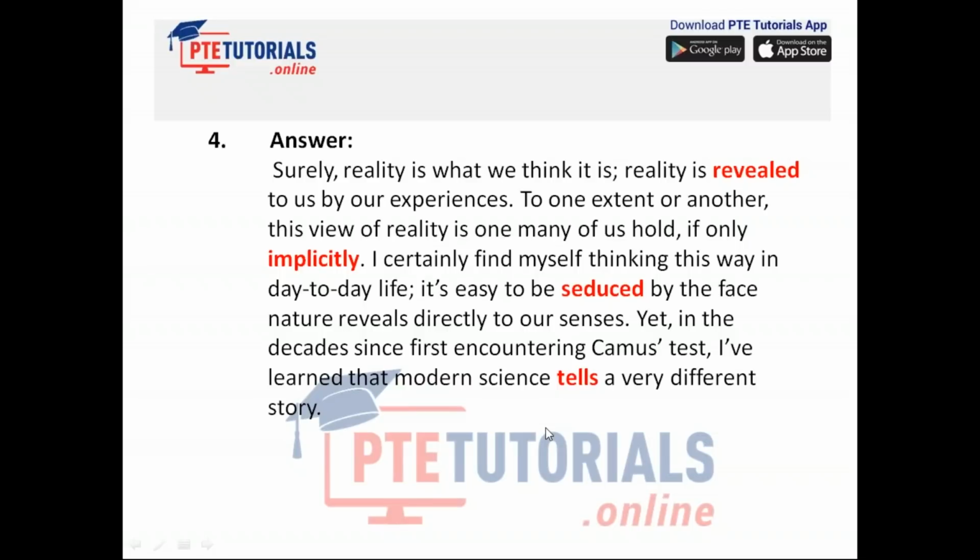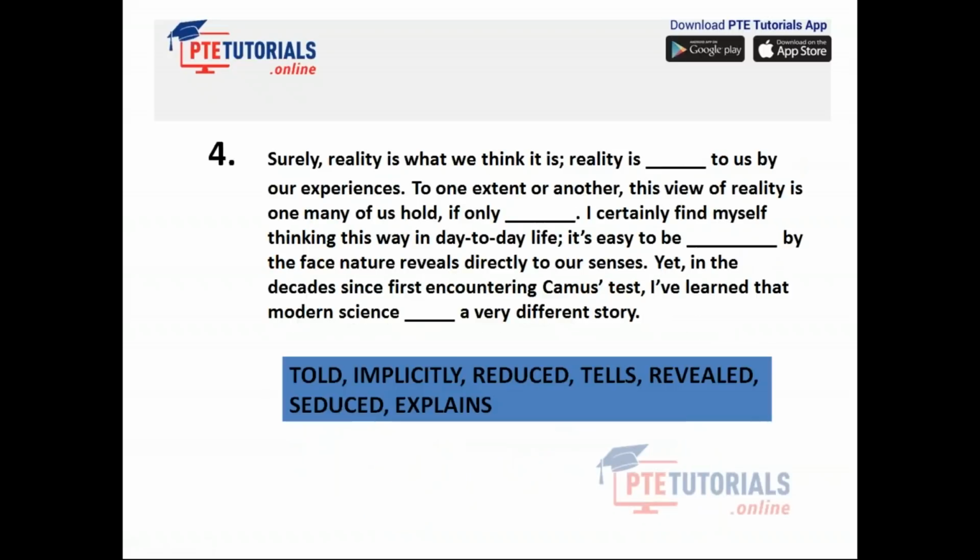Reveals directly to our senses, yet in the decades since first encountering chemistry, I have learned that modern science tells a very different story. This sentence is written in present perfect tense. I have learned that. Means I should use only present tense there. So for modern science, I cannot write here told a very different story or explains. Science doesn't explain something. It only tells you. Okay. So I'm left with only tells. Modern science tells a very different story. And we are done.